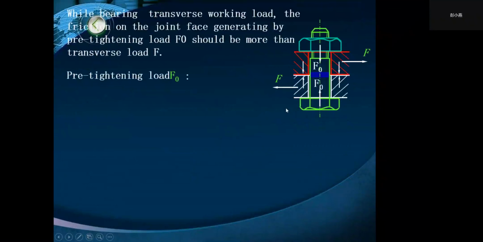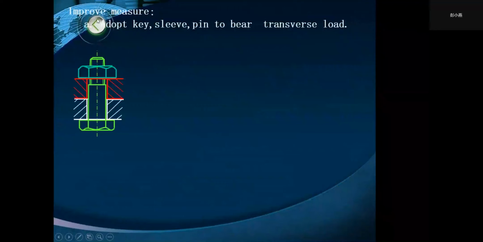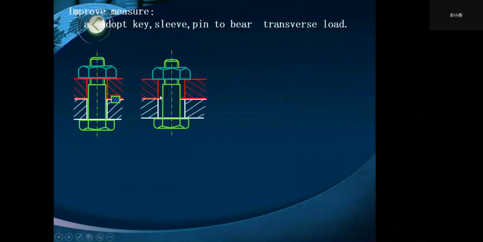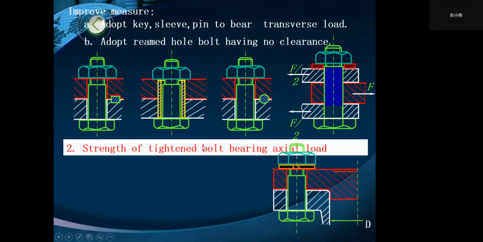Under this condition, the dimension is very large, so we should have some improved measures. For example, use a sleeve or pin to bear the transverse load, or use a hollow bolt with no clearance.